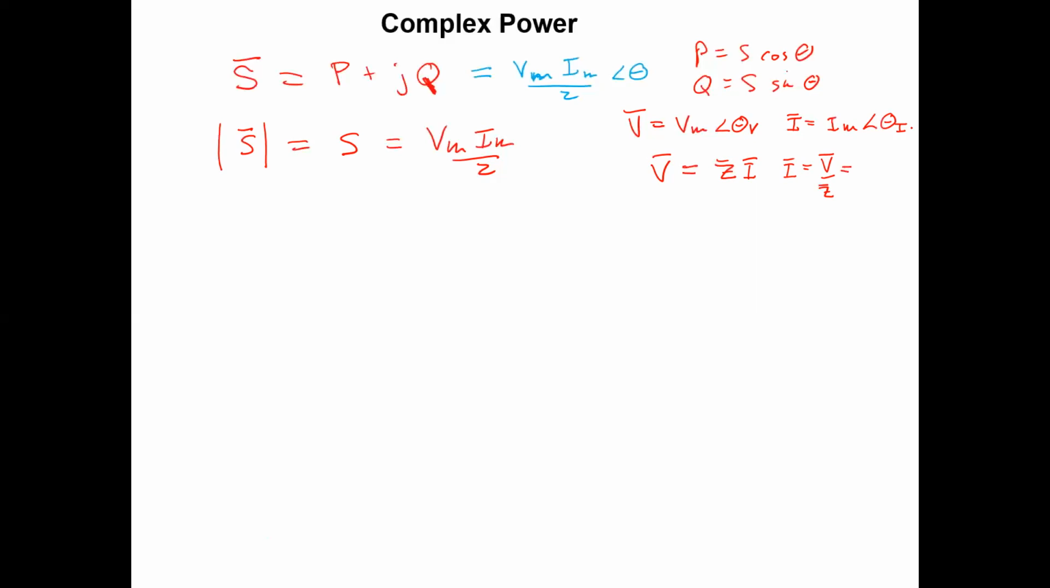And that means that's Vm over Z, with an angle of theta V, over an angle of theta, just plain old theta for the impedance. And that equals then Im angle of theta V minus theta. There's a lot of gibberish here. We're exploring the relationships between all these and coming to terms with it.